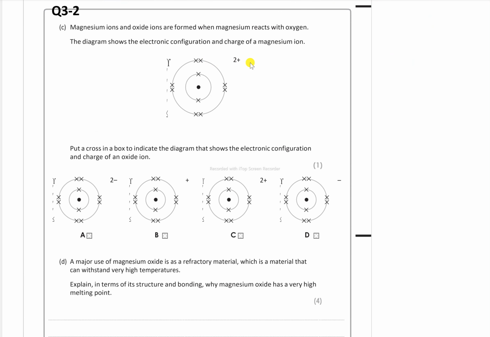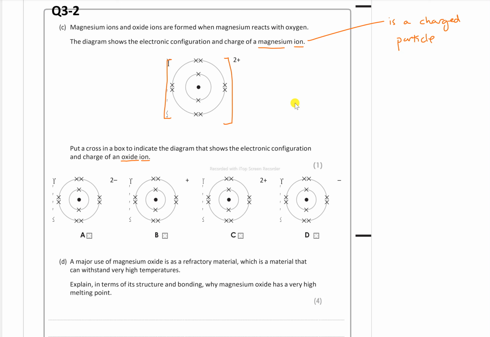Right, this is a little bit of a typo. Don't worry about that. Right, okay. Magnesium oxide ions. The electronic configuration and charge of a magnesium ion. Remember, an ion is a charged particle. What do we need next? We need to put in a charged particle of an oxide ion.